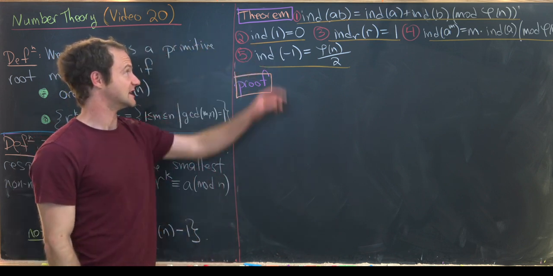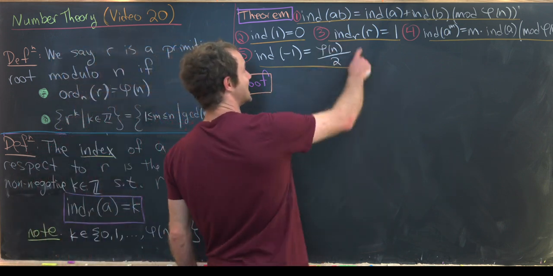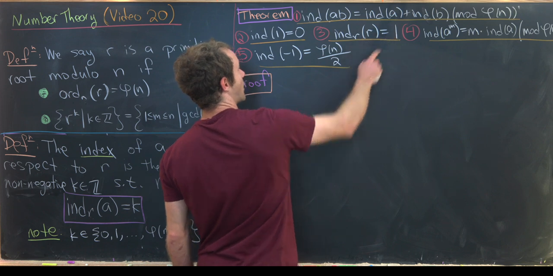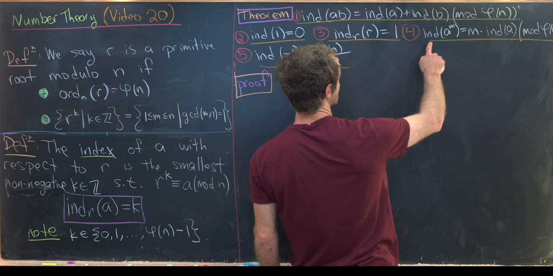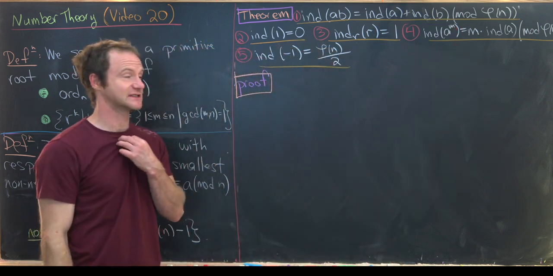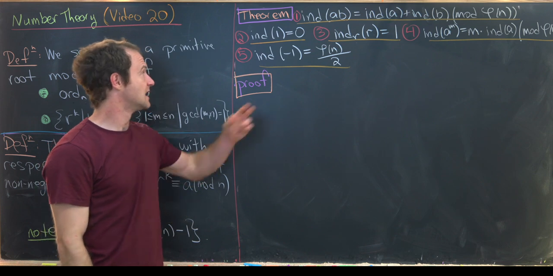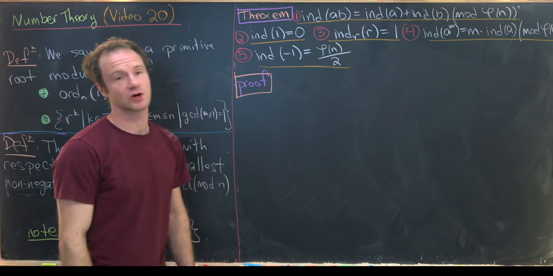The next is that the index of 1 is equal to 0. The next is the index with respect to r is equal to 1. Then next, we've got some sort of exponent rule. The index of a to the m is equal to m times the index of a mod phi of n. And then finally, the index of -1 is phi of n over 2.